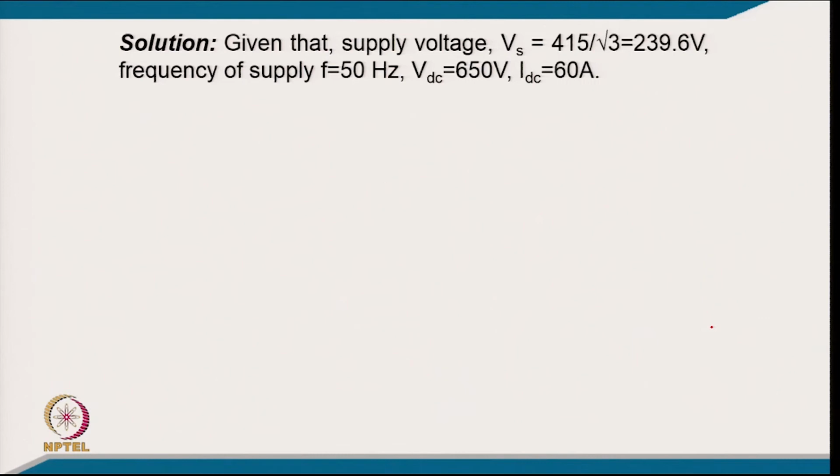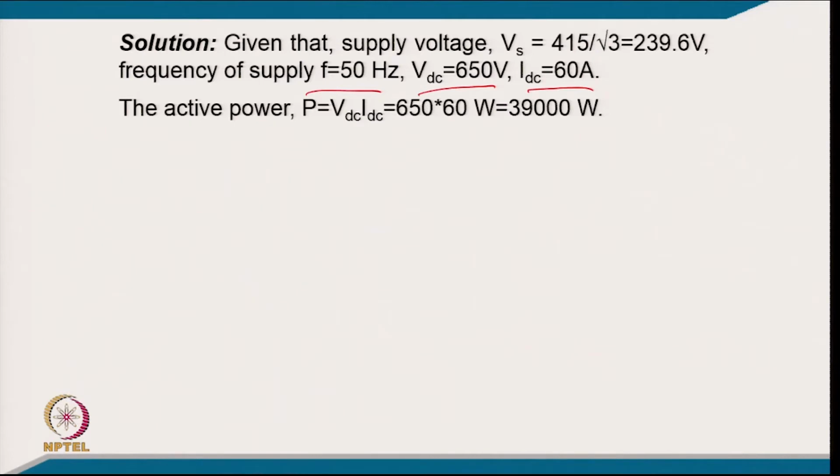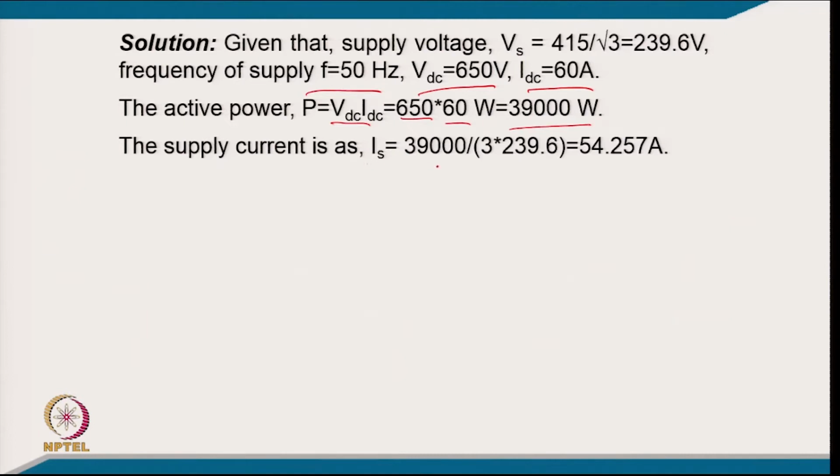given that the supply voltage Vs equals 415 by root 3, that is 239.6 volt, the frequency of supply is 50 hertz, the DC link voltage is regulated at 650 volt, and the DC link current, I mean the load current virtually drawn by the DC load, is 60 ampere. From this we can find out the active power drawn by the load, that is P equals VDC times IDC, that is 650 into 60 watt, that is 39,000 watt. The supply current IS will be 39,000 divided by 3 into the phase voltage 239.6.